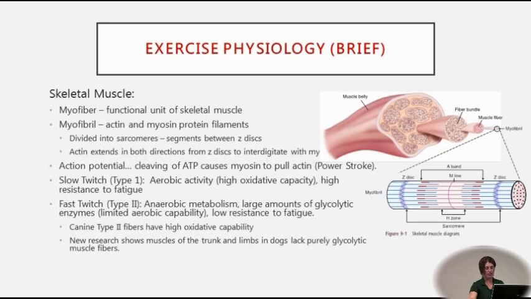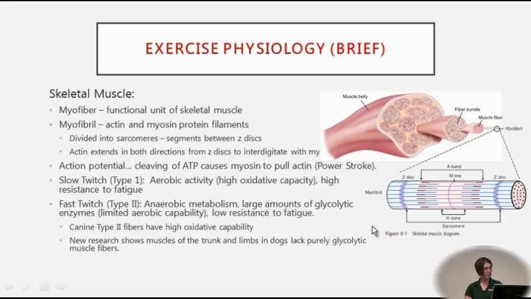These are divided into sarcomeres. Between these Z discs is a sarcomere. And then we have actin extending from the Z discs and myosin extending from the M line, and they interdigitate with each other to create a muscle contraction. The muscle contraction is caused by an action potential through calcium channels and so on, eventually cleaving an ATP, which causes the myosin to pull on the actin, causing a power stroke of the myofibril.